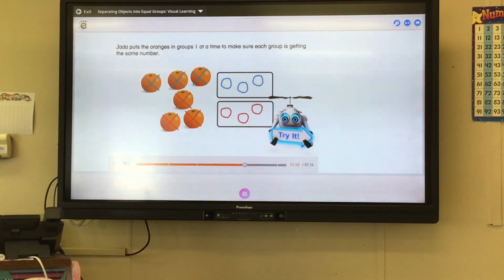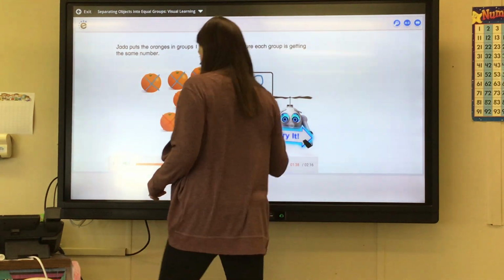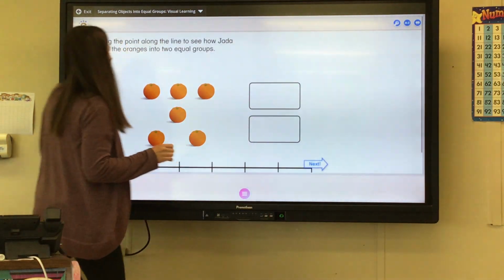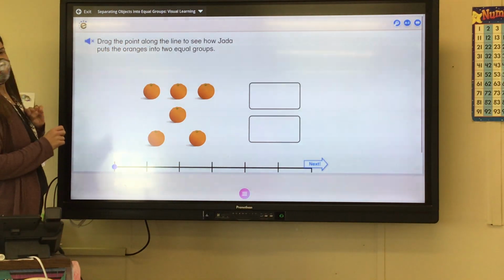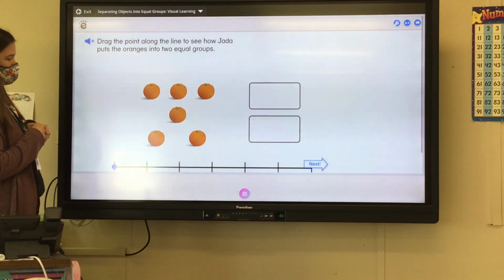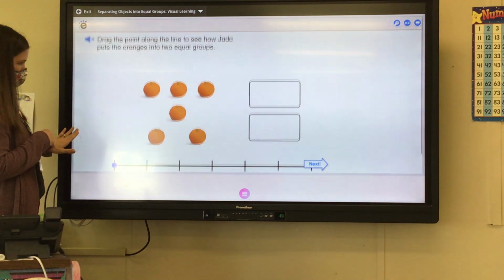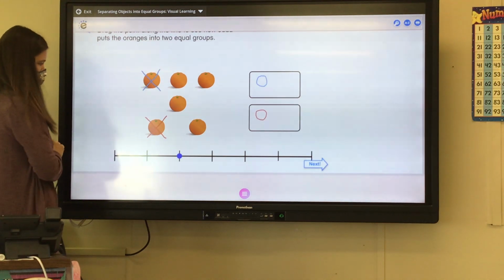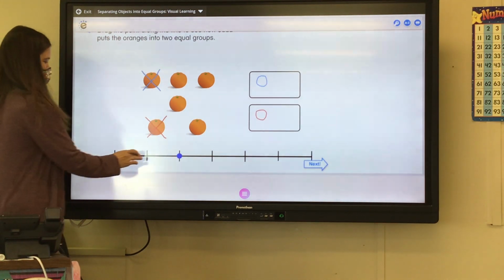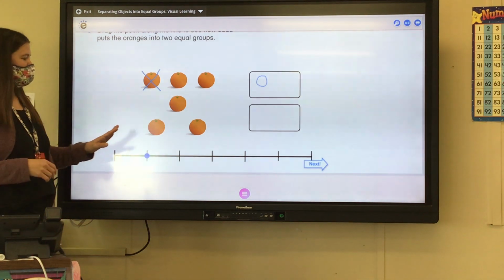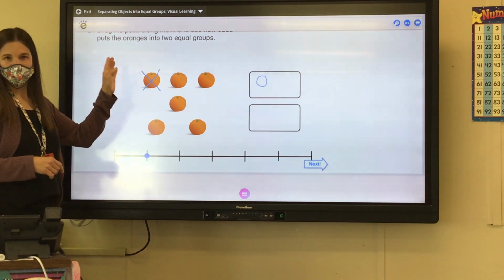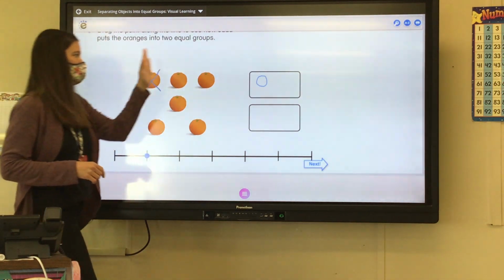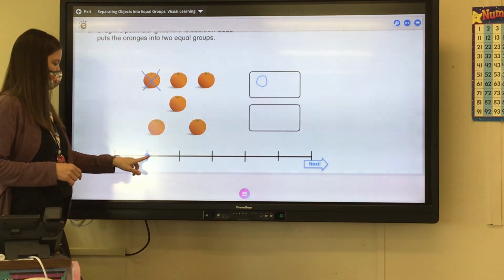All right, let's try it. We're going to drag the point along the line to see how Jada puts the oranges into 2 equal groups. Hopefully it works. It goes too fast, always. Okay, so the first one, she put 1 in one group, she put an X on it, and then she went to the next group.